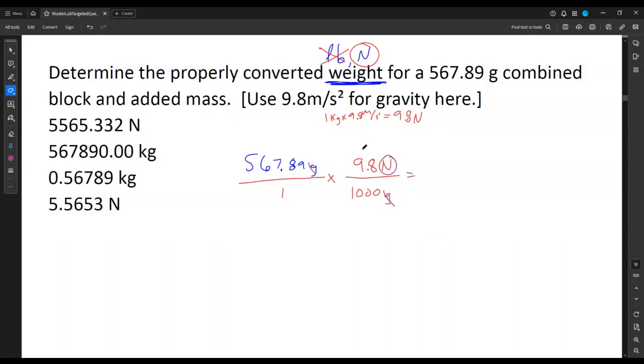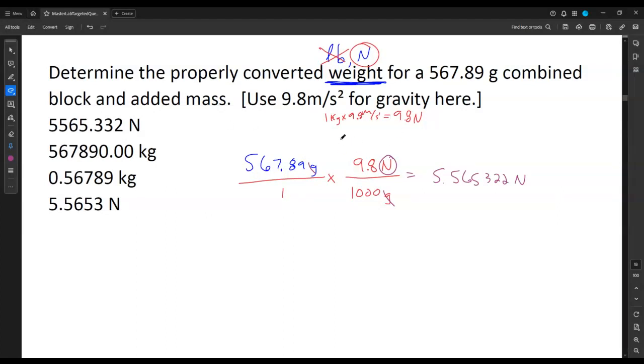And what we want to do is multiply each of the things together from the top, and then we divide by each of the things that were on the bottom. So we're going to take 567.89 times 9.8, then divide by 1,000, and technically also divide by 1. If we do that, we get 5.565322 newtons.